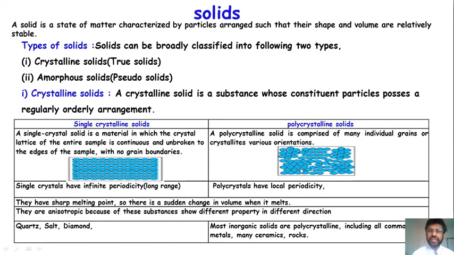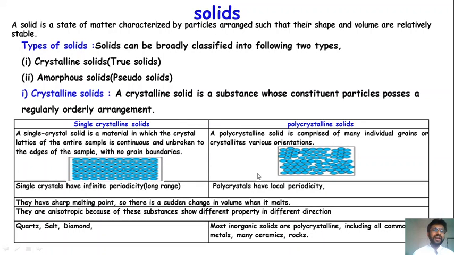So the periodicity between these grains, between these crystals, is limited. That means here there is only local periodicity. There is no long range periodicity like in single crystalline solids.